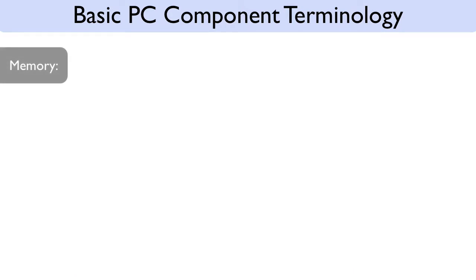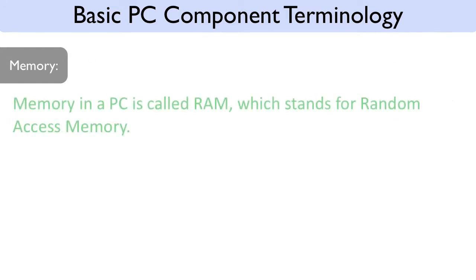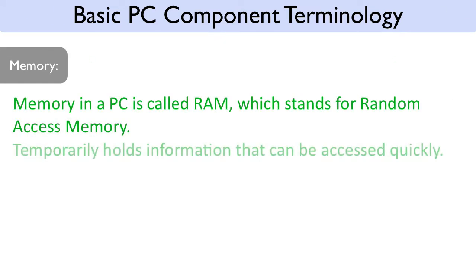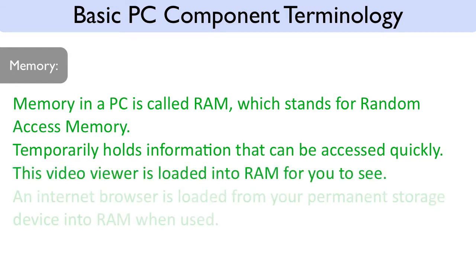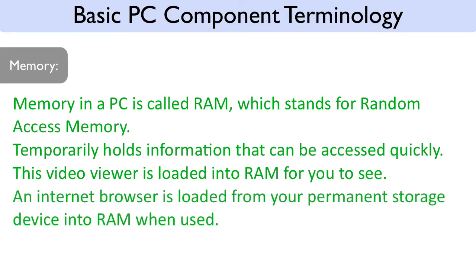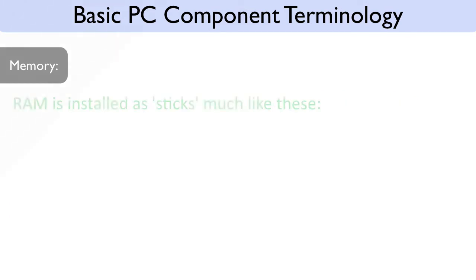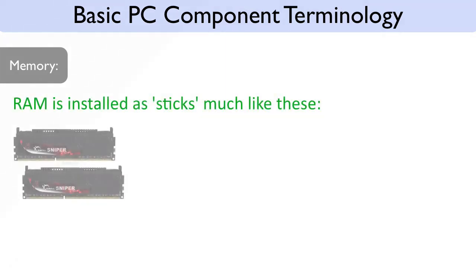Next up is memory. Memory, or RAM, which stands for Random Access Memory, is the component that holds information temporarily. It's a place to put things that need to be accessed quickly. For instance, the video viewer you're using right now to view this lecture is loaded into RAM so it can be used. When you open up an internet browser on your computer, it loads the program from your hard disk, which is an example of permanent storage, and into RAM to be used. Desktop RAM is installed as sticks of various speeds and form factors. We'll look at the differences a bit later, but for now, let's move on to permanent storage.